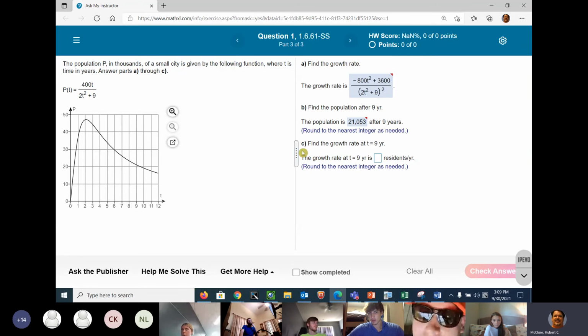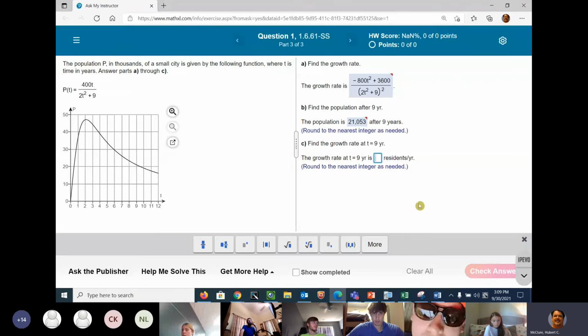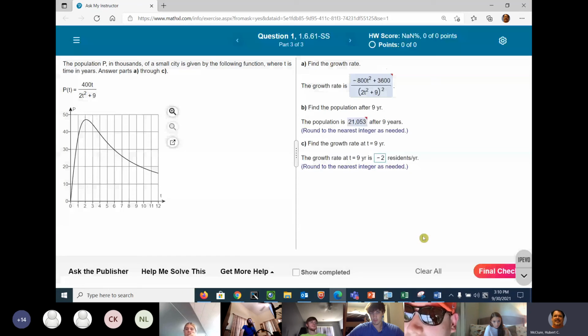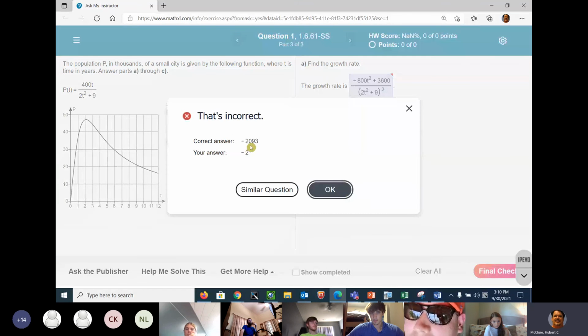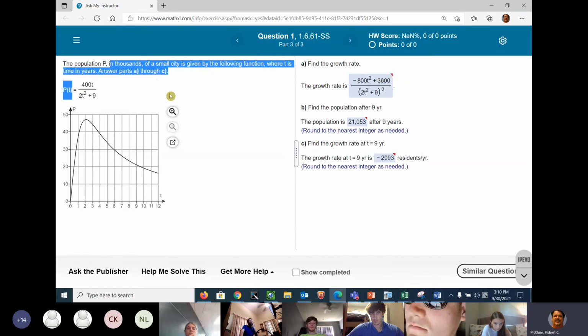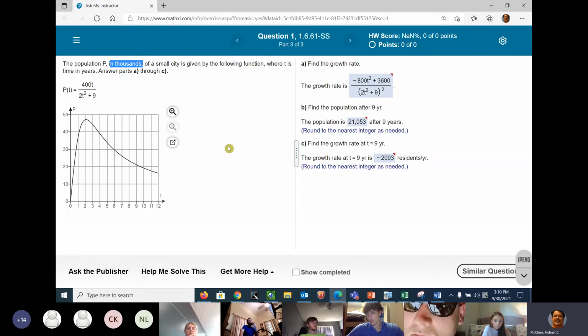Now, there is the growth rate. So at 9 years, round to the nearest integer, negative 2. Okay, times 1,000, I'm sorry. 21,053. I forgot to multiply by 1,000 because it says thousands right here. So whatever decimal you get, you have to move the decimal 3 places to the right. I'm not going to worry about that. I'm worried about the calculus. If you get the calculus, I'm happy with that.